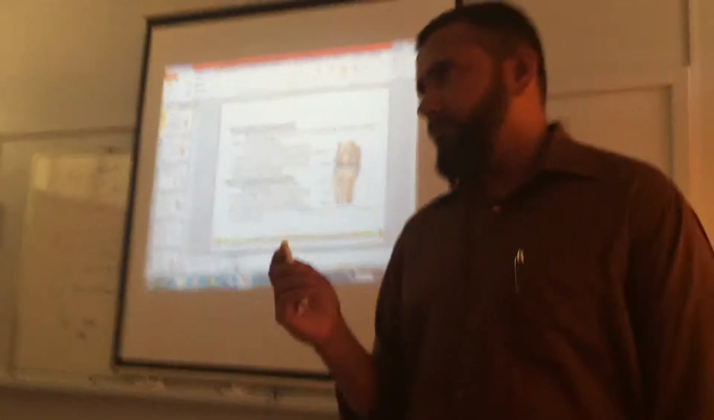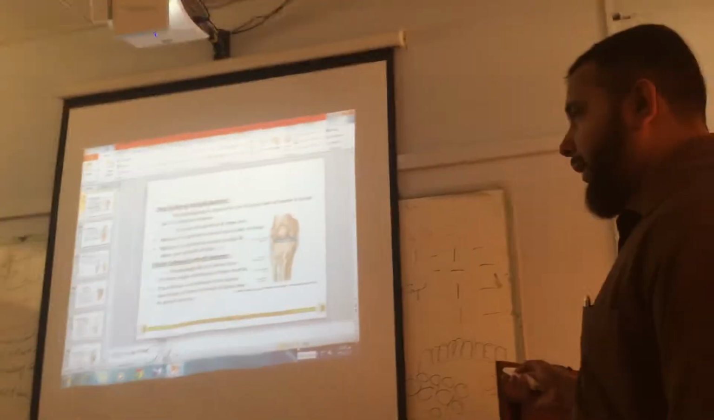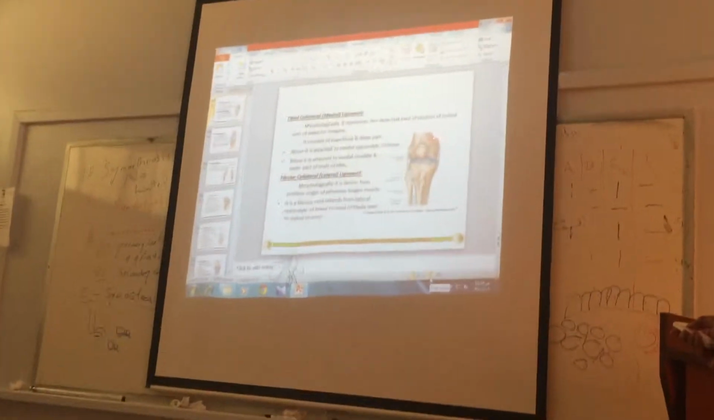Collateral ligament. Okay, so this is the tibial collateral ligament, which is connecting the medial condyle of the tibia to this place.